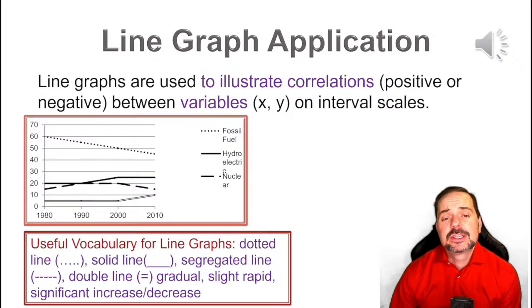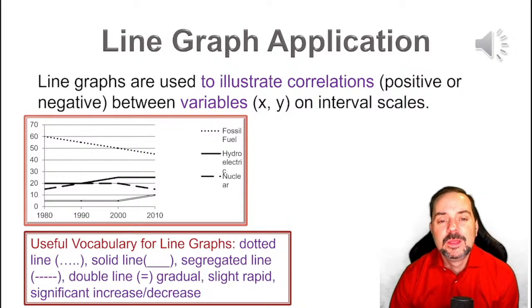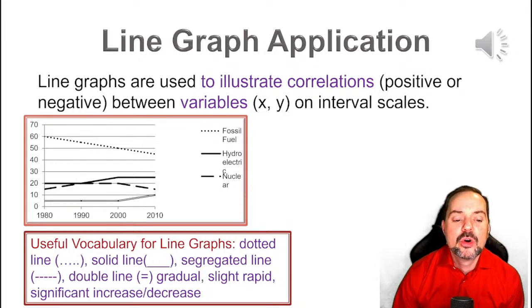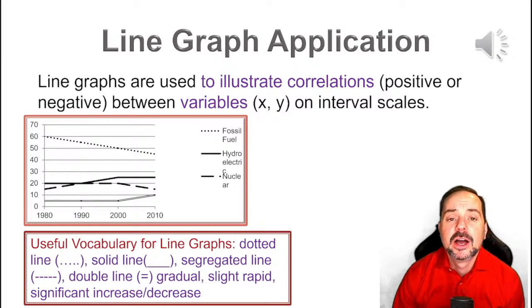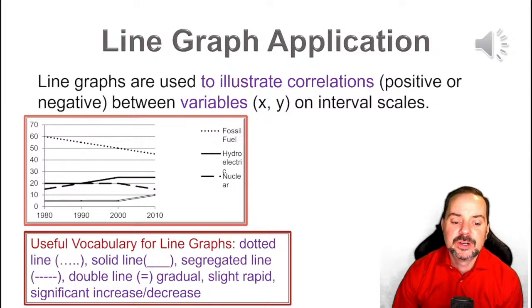Now, this is not our line graph for today. I'm just giving you a quick idea of what line graphs are used for. They're showing correlations, and often they're showing these correlations over time. So time is one of the dependent variables. It's called a dependent variable.